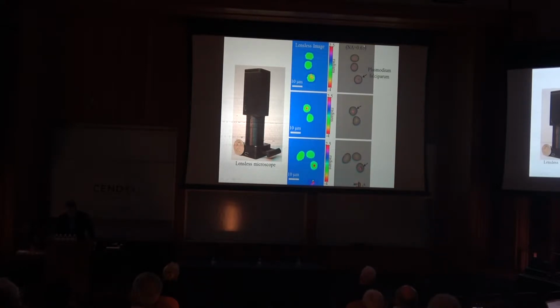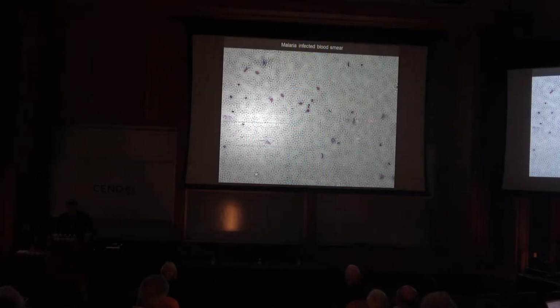This is a thin smear. This is how it looks under a standard bright field microscope. These are signatures of Plasmodium falciparum. This is how it looks in the phase channel of this computational microscope. One advantage of this platform, in addition to being field portable and inexpensive and lightweight, is that it can look at a very large area.